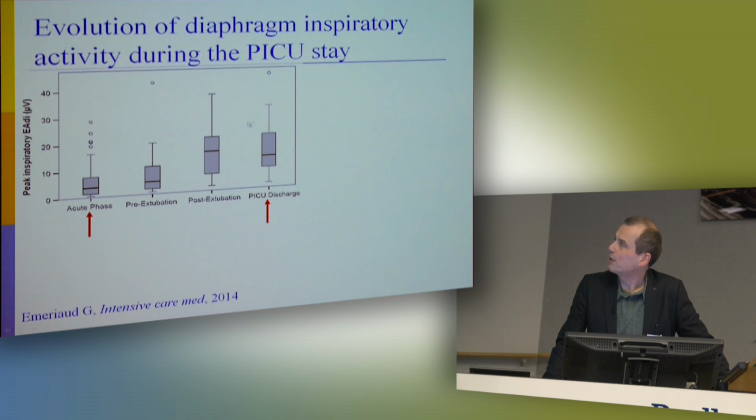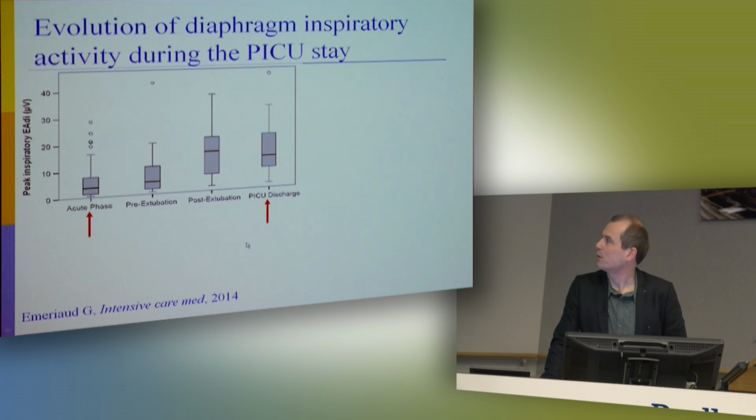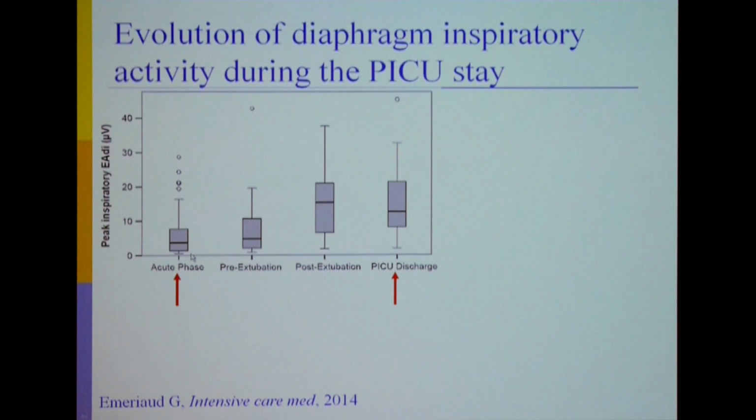What we observed was that we were able to describe the evolution of inspiratory activity of the diaphragm, and you see that at the time of PICU discharge, the diaphragm activity is between 8 and 25 microvolts. There's a relatively large inter-individual variability, but it's not the same if the patient has 1 or 40 microvolts. So it gives you an idea of the normal activity of a patient, almost normally breathing, just before leaving the PICU. And you see that in the acute phase, the EAdi is much lower than the one observed at PICU discharge.